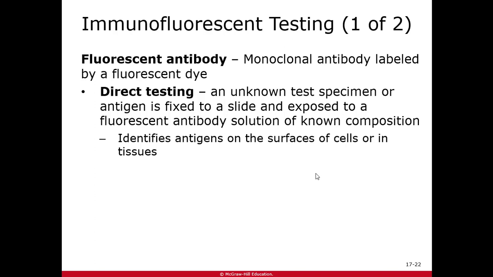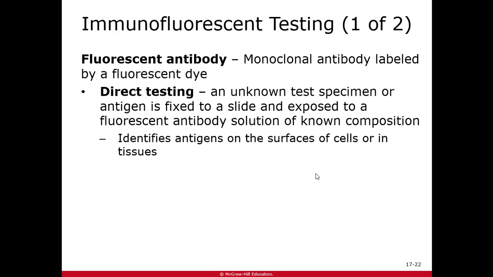Now, a direct test is that we're going to have some type of unknown test specimen or antigen. We're going to put it on the slide. We're going to expose it to that fluorescent tagged antibody, and we're going to look to see if that fluorescent tagged antibody sticks to the antigen that was added. We are testing for the antigen. So a direct test is testing for the antigen. We want to know, does that patient have that bacteria present? Is that virus present? Is that fungus present? Is that parasite present? We're looking for the antigen.